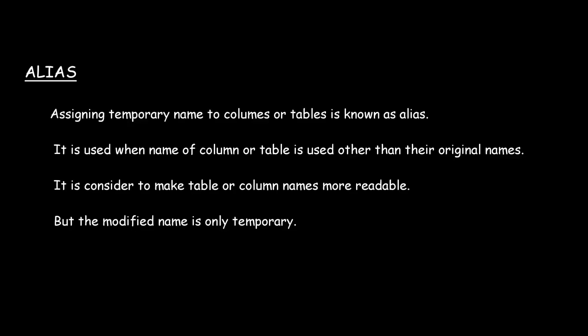First topic, alias. So alias I will explain with 4 points. The very first point is assigning temporary name to a column is known as alias. Second, it is used when name of column or table is used other than their original name. Third, it is considered to make table or column name more readable. Fourth, the modified name is only for temporary.